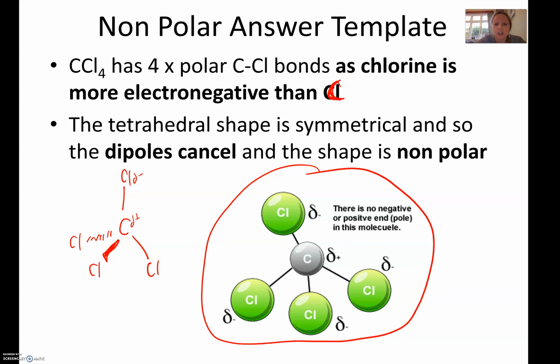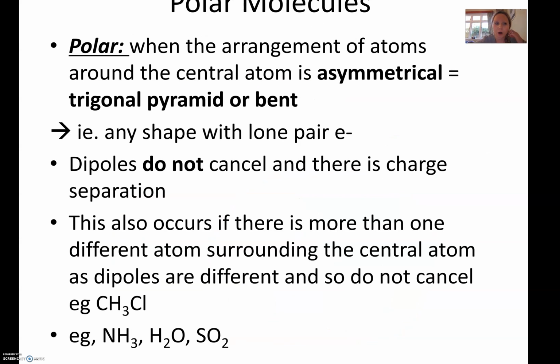The tetrahedral shape is symmetrical, okay? So therefore the dipoles cancel and the shape is nonpolar. It's as simple as that. We don't need to get waffly. We've stated the type of polar bonds that are present. We've stated why they're polar. We've stated that the shape is symmetrical, the dipoles that are created will cancel, and it's going to be non-polar. So hopefully that makes sense. Kids try and make these answers so complicated. Keep it really simple.